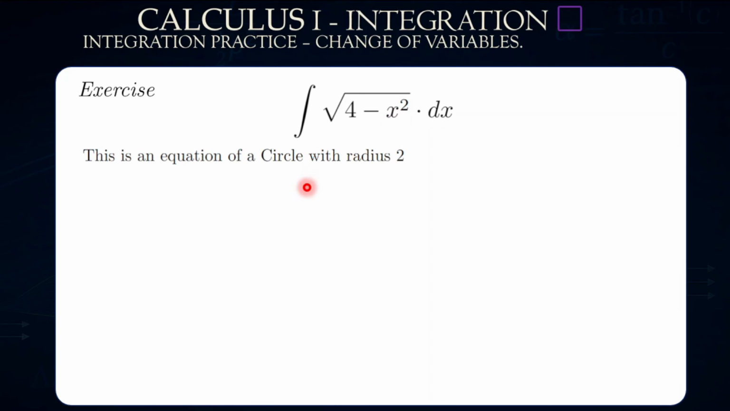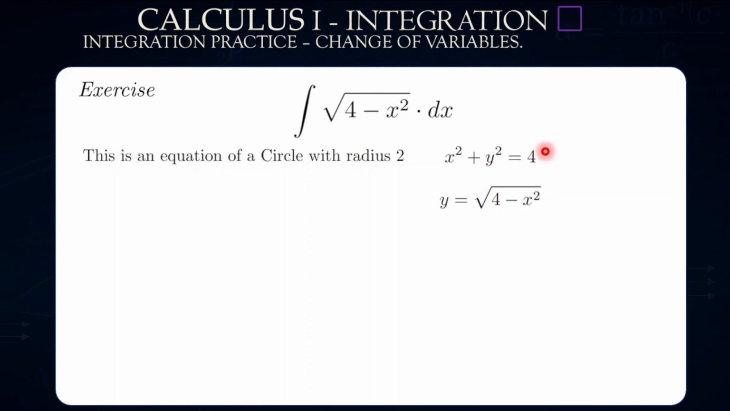So again, this is an equation of a circle with radius 2. r squared is equal to 2 squared, that gives you 4. And this is how we got that. The original equation is x squared plus y squared is equal to 4, which gives you y equal to square root of 4 minus x squared. Again, 4 is the radius squared.